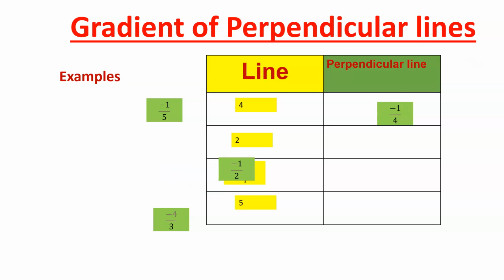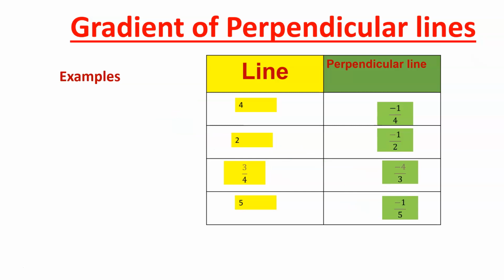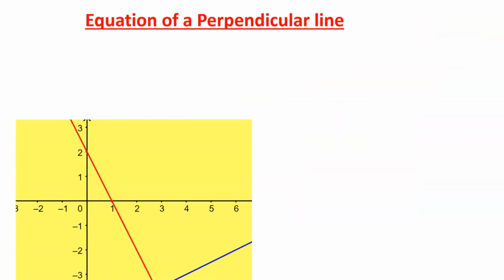What about 2? Well, the gradient of the perpendicular line will be minus 1 over 2. This one, we need to flip it and minus it. 5, that is minus 1 over 5. This is very useful information, which simply means if we have a line and we know its gradient, we know the gradient of the line which is perpendicular to it. And that's the whole point, and that's what we're going to use. Okay? So how do we use it?